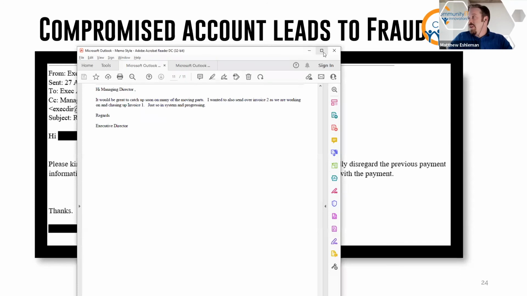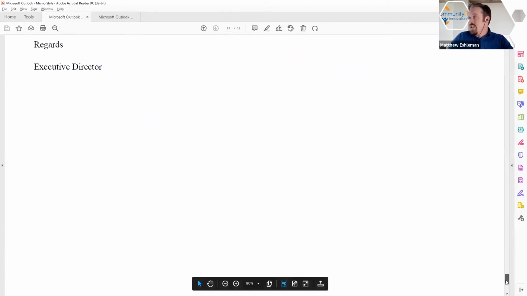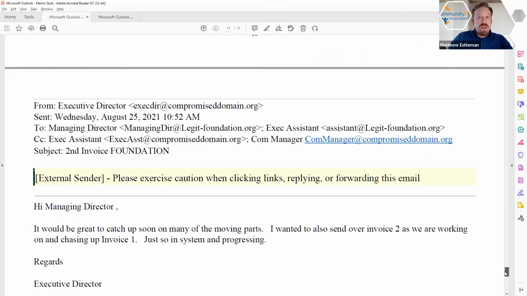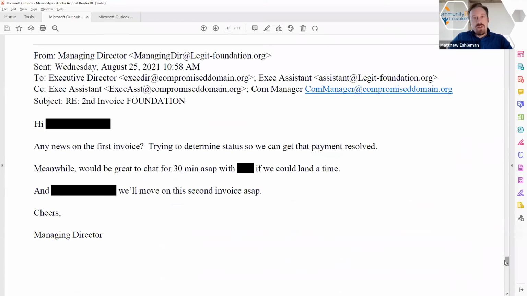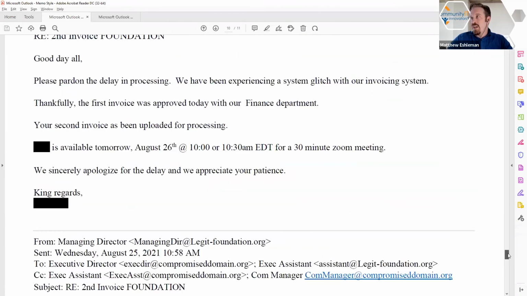So, here we can see that original email thread. We can see that it starts off with from the executive director to the managing director. Then the managing director at the foundation is replying. They follow up. Any news? Let's make sure that we can get the payment information. We need to schedule some time. So this is in Wednesday in August.